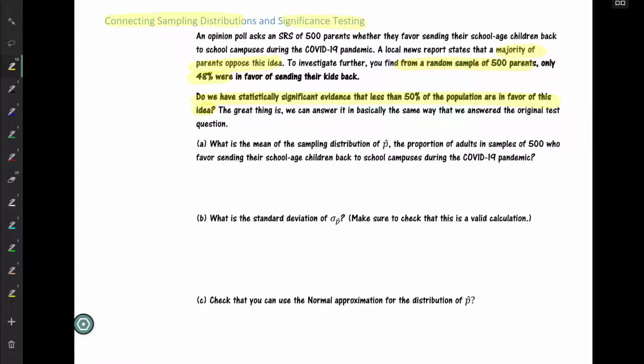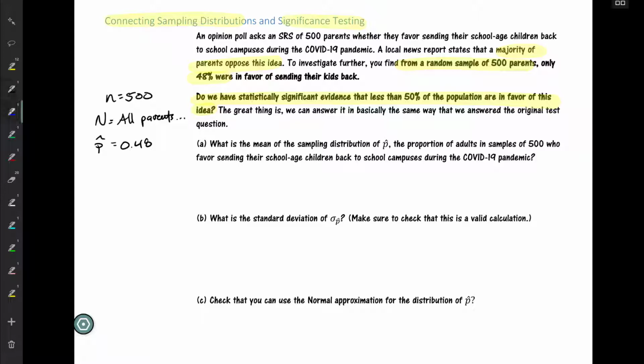Let's first jot down a couple of things, some notation, right? We had an SRS of 500 parents, so I want to know my sample size is n equals 500. And then we had capital N was going to be all parents of these school-aged children. So I'm just going to write all parents here. And then we also see from this random sample, only 48% were in favor of this idea. Now, that is going to be a sample proportion. So that's a p hat. And that's going to be 48%, 0.48.